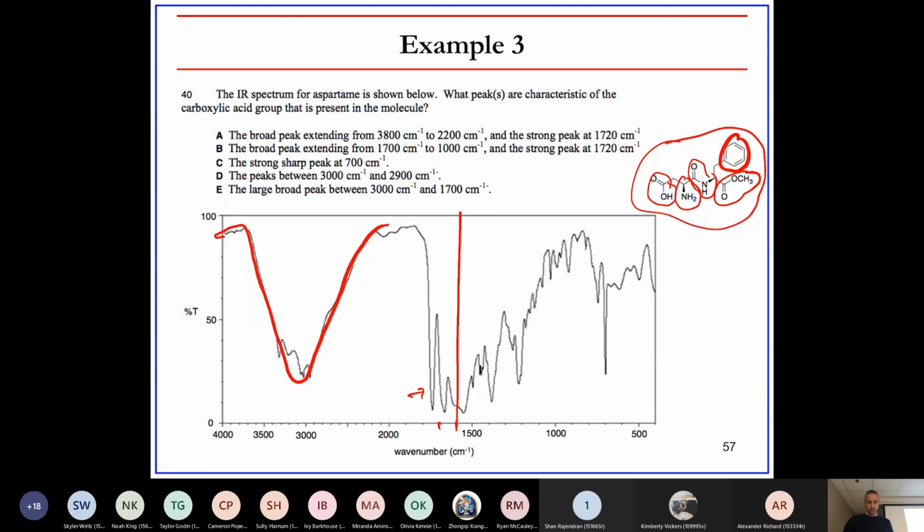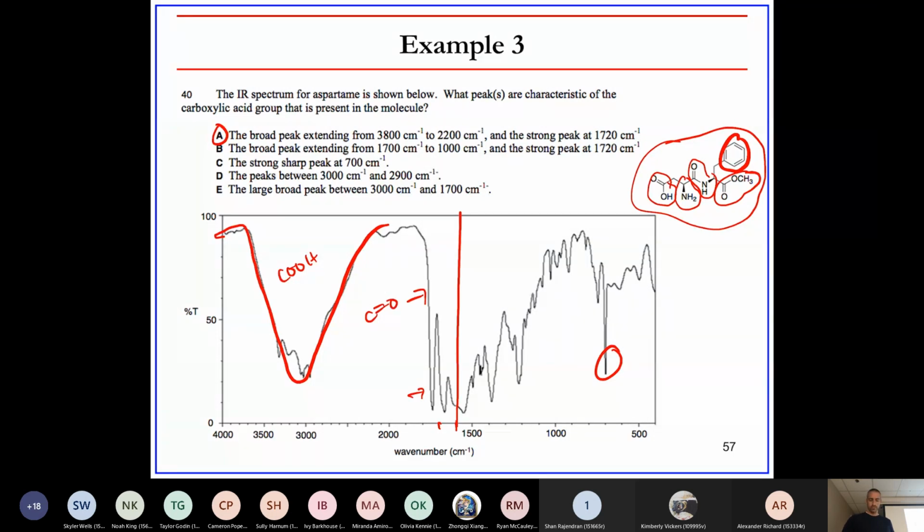The broad peak extending from 1700 to 1000 and the strong peak at 720. Strong sharp peak at 700, which I guess is that guy. It's not that one. The peaks between 3000 and 2900, no, that's sp3 CH stretching. And the large broad peak between 3000 and 1700. Well, I'd go with A for that one, because carboxylic acids have two features. That big broad thing right here and the carbonyl group.